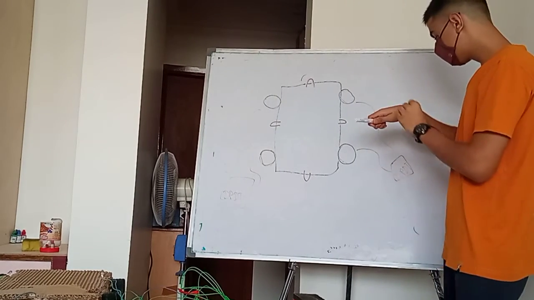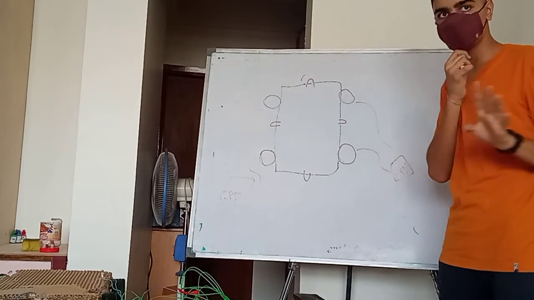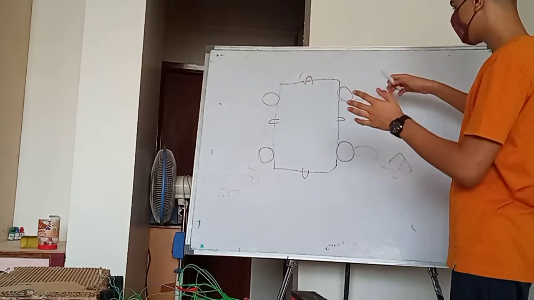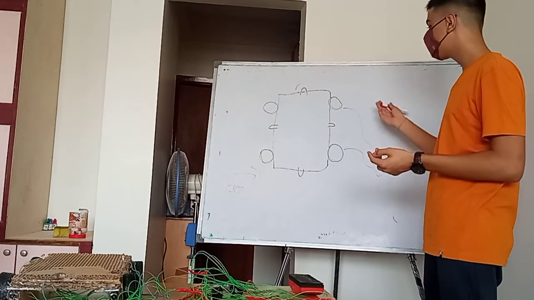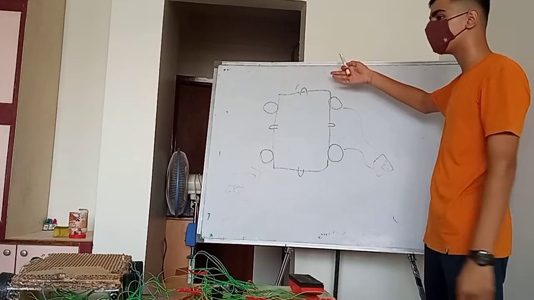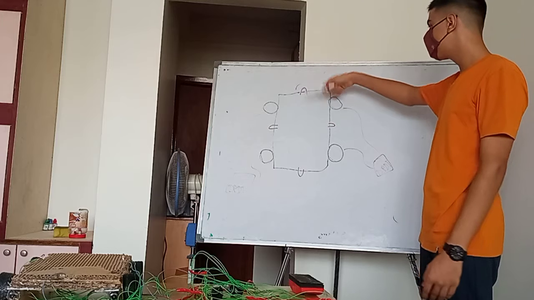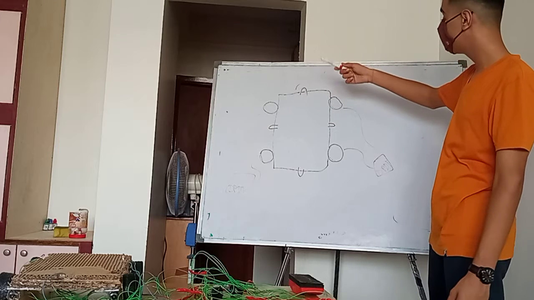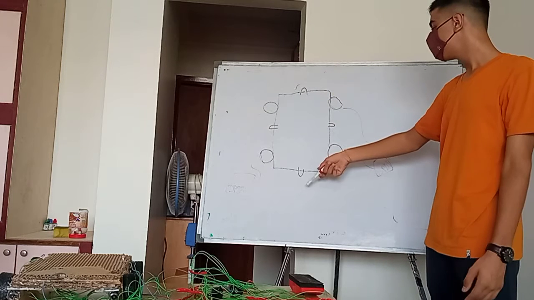So I know that I have four directions to move my car in. Either it will go forward or backward or right or left. If all four tires move forward, then the car will move forward. If they move backward, the car will move backward.